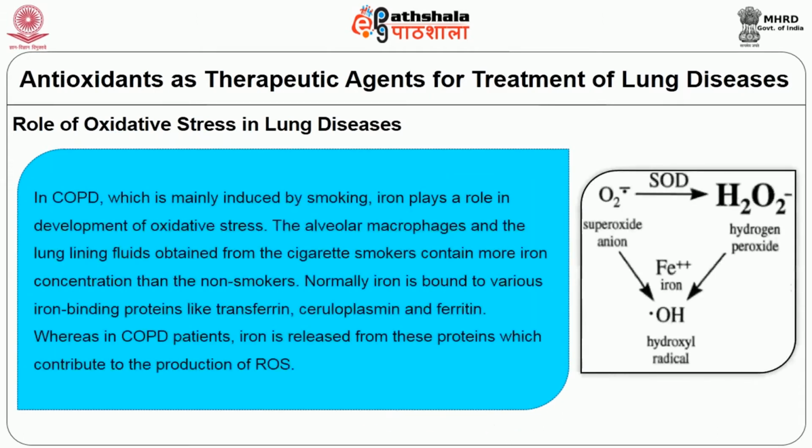In chronic obstructive pulmonary disease, which is mainly induced by smoking, iron plays a role in the development of oxidative stress. The alveolar macrophages and the lung lining fluids obtained from cigarette smokers contain a higher iron concentration than those of non-smokers. Normally, iron is bound to various iron-binding proteins like transferrin, ceruloplasmin, and ferritin, whereas in chronic obstructive pulmonary disease patients, iron is released from these proteins, which contributes to the production of reactive oxygen species.